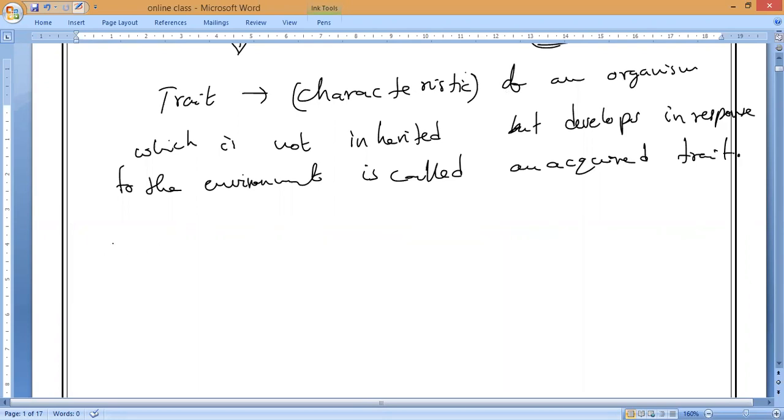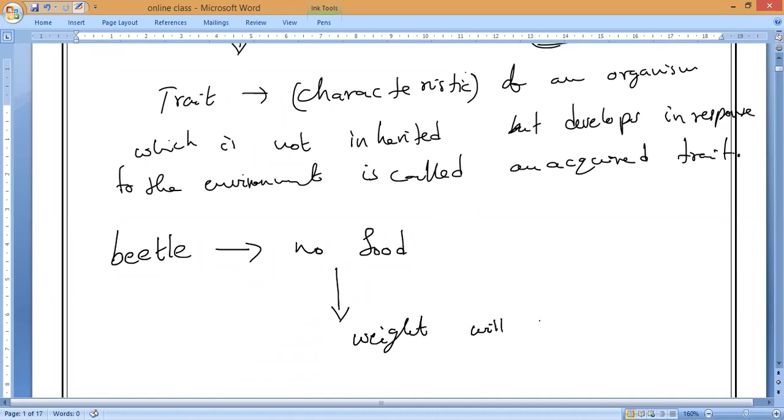Now let us come to one more example. You might have noticed beetles. Do you know about beetles? Please respond. You might have heard about beetles. Now if a beetle does not get sufficient food, then over a considerable time, slowly, with no food, it will lose its weight. Do you understand? Its weight will be reduced. So then what is happening? Because of the atmosphere, because of environmental conditions, no food is gained.